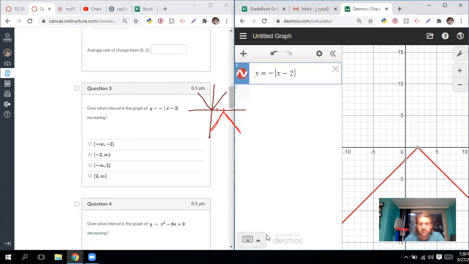All right, now where is it increasing? So where's the graph going up? It is going up from negative infinity until we get to 2, then it switches to going down. So from negative infinity to 2, it is increasing.